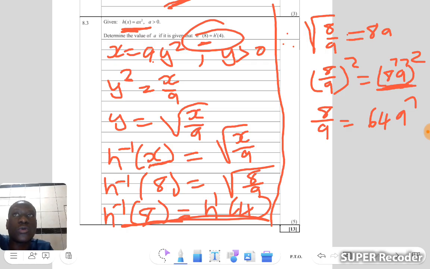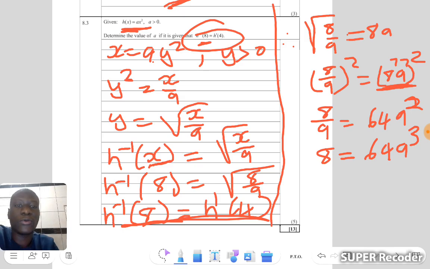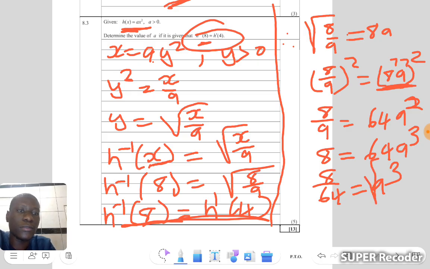So we're close to finishing. This is the squared, right? So 8 will be equal to 64a cubed. We cross multiply our equation. So we'll have 8 over 64 equals a cubed, right? Then this one we can put inside the cube root, right?